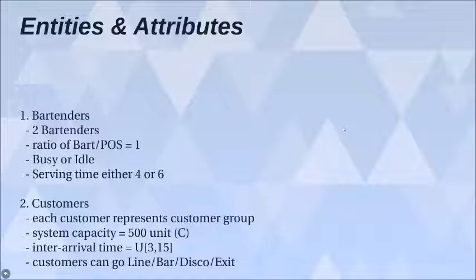Another entity is the customers. Each unit customer represents a customer group. The system can take 500 units of customer groups. The interarrival time is uniformly distributed between 3 to 15, and the customer can go in either line bar, disco, or exit.